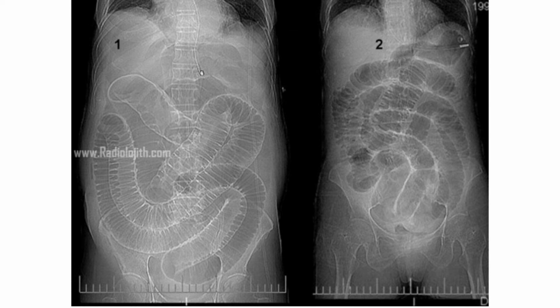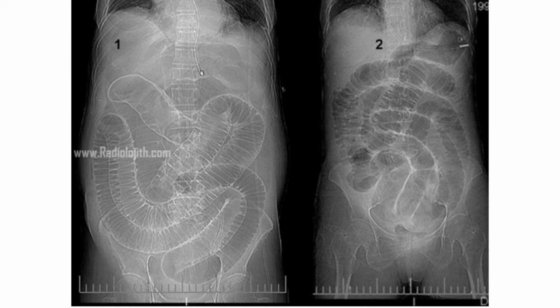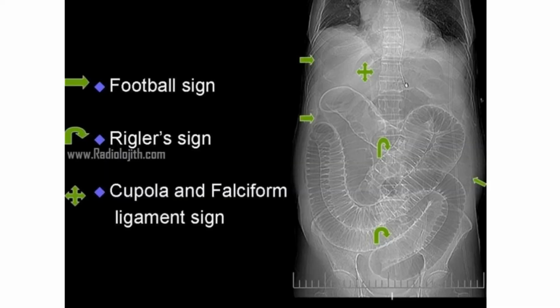In both the topos, there is dilatation of the small bowel loops, mainly the jejunum. The first one shows many signs of pneumoperitoneum, especially the Rigler sign, football sign, cupola sign, and falciform ligament sign, which are all marked there. The other one, number 2, shows dilatation of the small bowel loops occupying a major portion of the abdomen with no signs of pneumoperitoneum, indicative of small bowel obstruction.